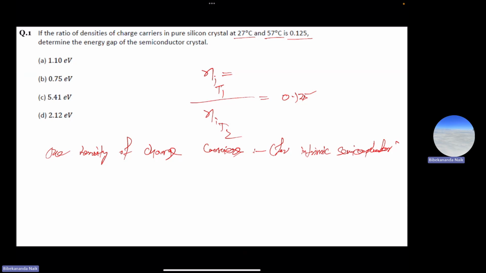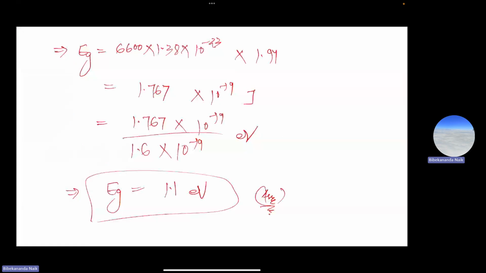This is the answer. Also, we know for pure silicon, the band gap is 1.1 electron volt only. But here we learned about a method in which, if two temperatures are given and the ratio of their intrinsic charge carriers is given, we can calculate the band gap. If there is some semiconductor whose properties we don't know, then this method can be used to calculate the band energy. So the correct option will be option A, 1.10 electron volt. I hope this is clear to everyone.